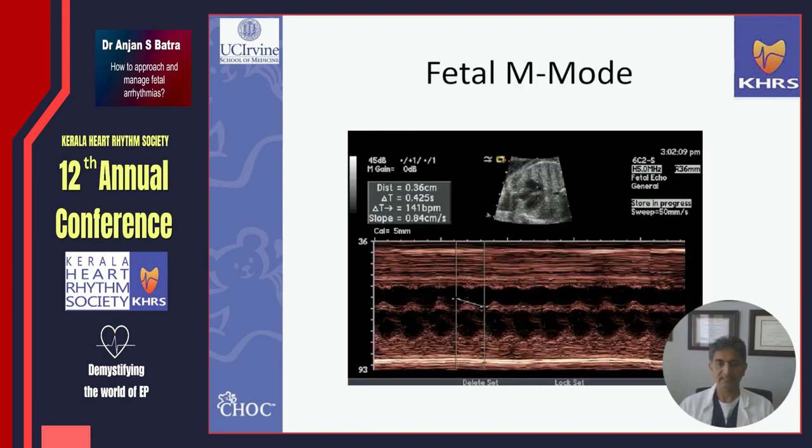This is an example of a fetal M-mode with the atrial rate on top and the ventricular rate below it. There is a line between the atrium and the ventricle. And what we can see is there is a one-to-one relationship between the atrium and the ventricle at a rate of 141 beats per minute, very consistent with sinus rhythm.